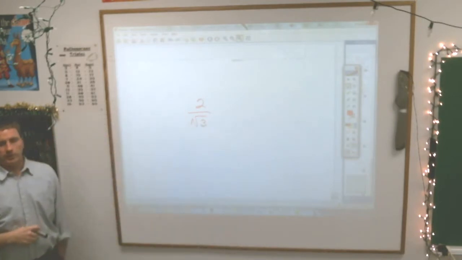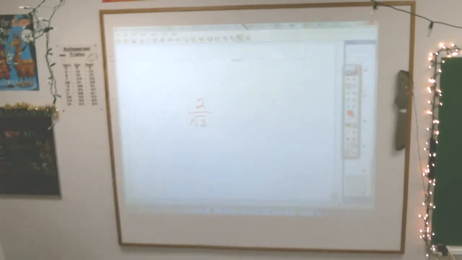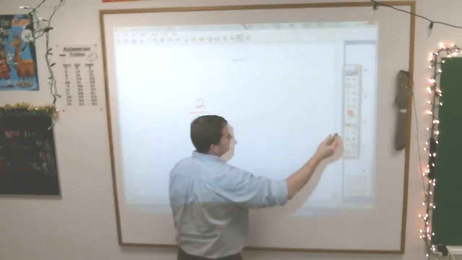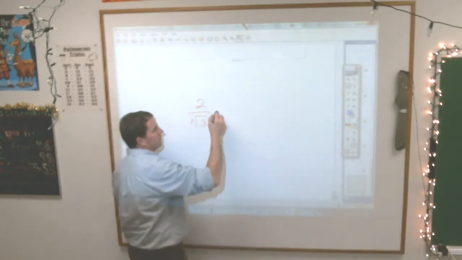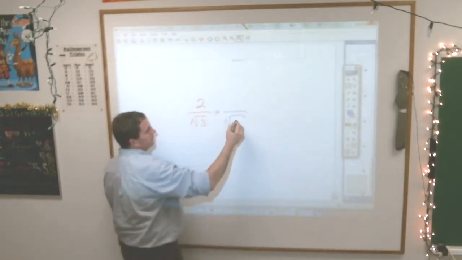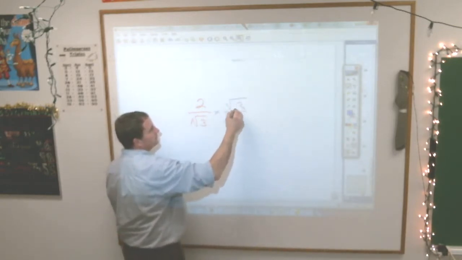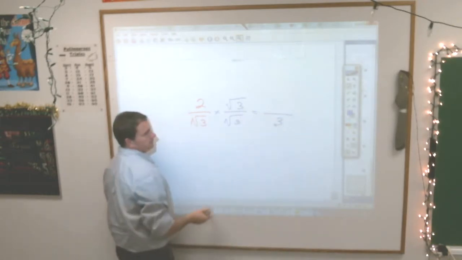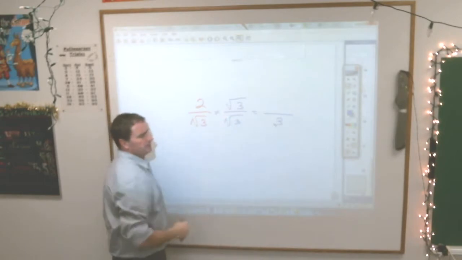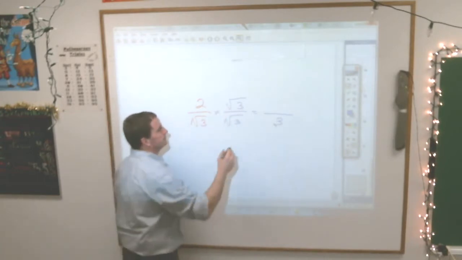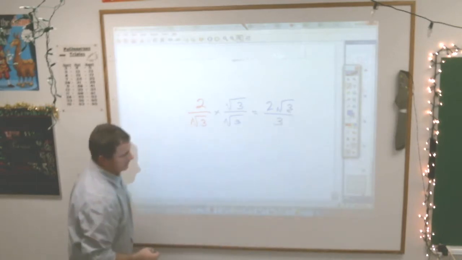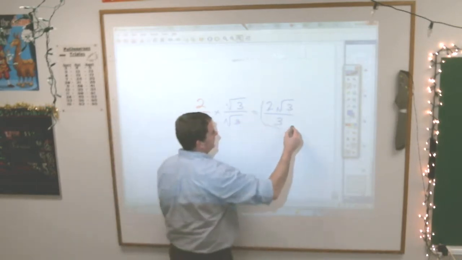2 over the square root of 3, what would I do to get rid of the irrational number in the denominator there? What am I going to multiply both top and bottom by? Square root of 3. Square root of 3, square root of 3. So on the bottom we'll end up with a 3. And on top, what happens when you multiply 2 times the square root of 3, Sam? You get 2 square roots of 3. Thank you very much. 2 square roots of 3. You can't combine them or put them together. It's just the way it ends up.